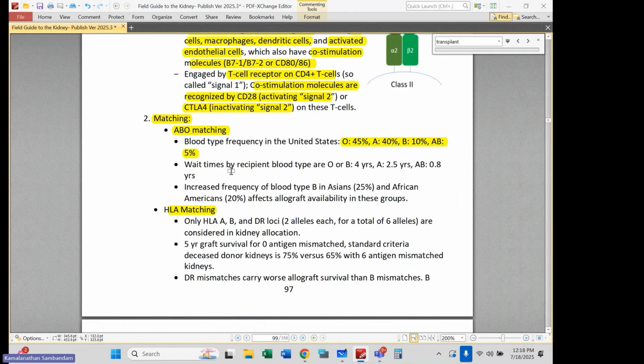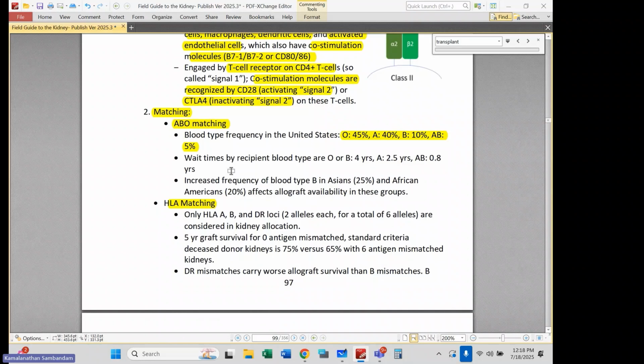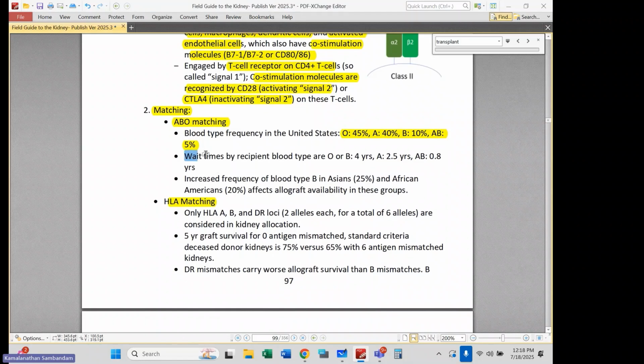I always say I belong to this 5%, because my kids have A and B, and my wife is O, so I must have been this AB guy. Or something else is awry.